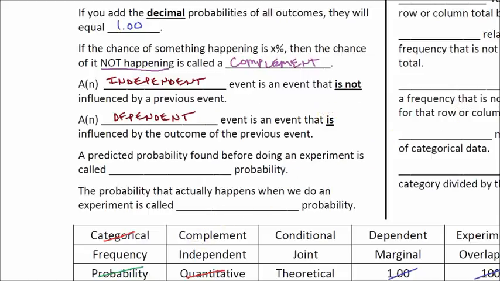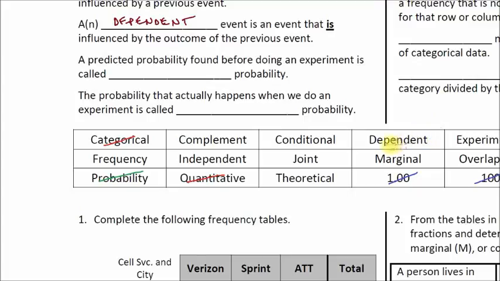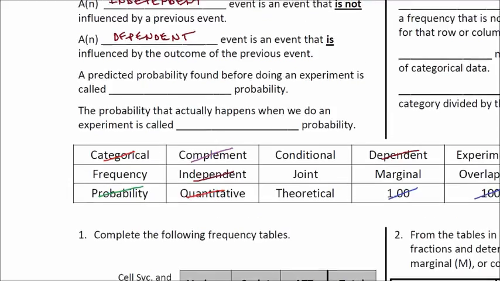Okay, let's take a look at the bottom here. Let's cross off those numbers. We've got the words dependent and independent. Oh, we also covered complement. Let's get rid of that one. Okay, got it. Next one.